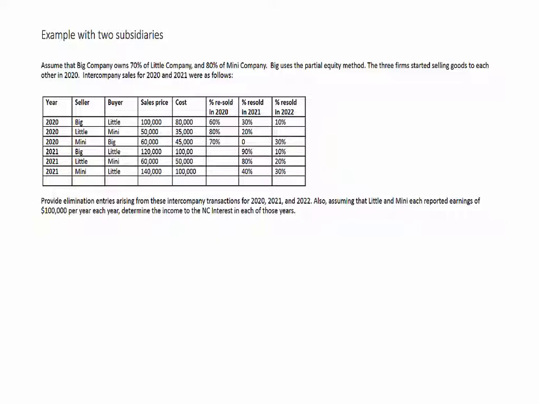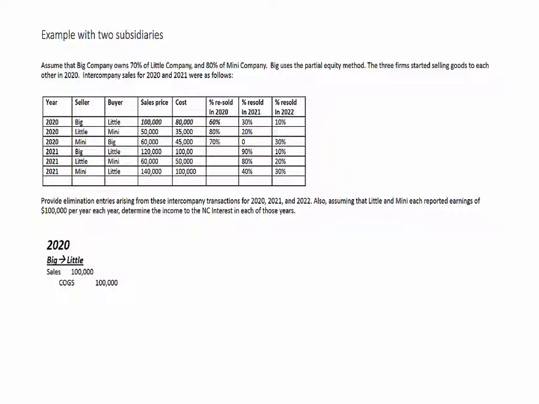Also, assuming that Little and Mini each reported earnings of $100,000 each year, determine the income to the non-controlling interest in each of those years. Okay, so first, 2020, Big's sales to Little. Again, the first entry, we're going to eliminate sales and cost of goods sold in the amount of the intercompany sales. Next, looking at that top line in the table, we see that there was a $20,000 gross profit, sales price less cost.